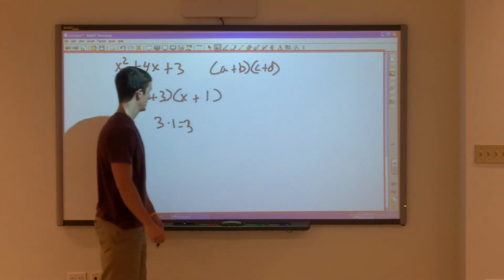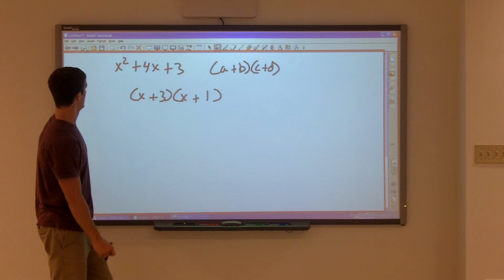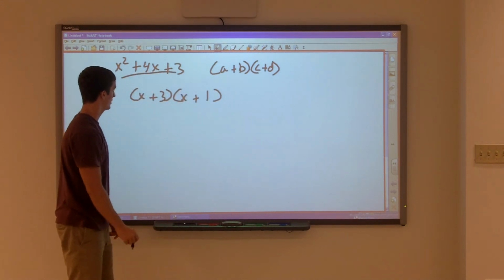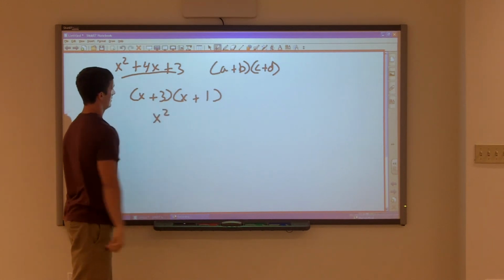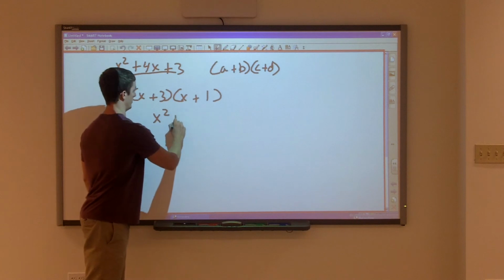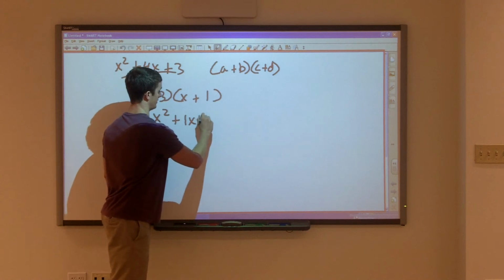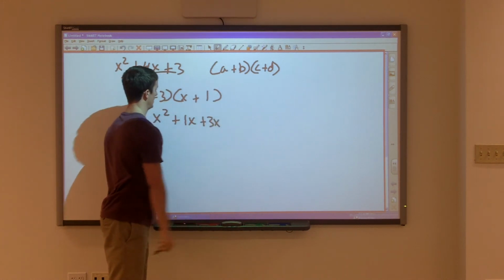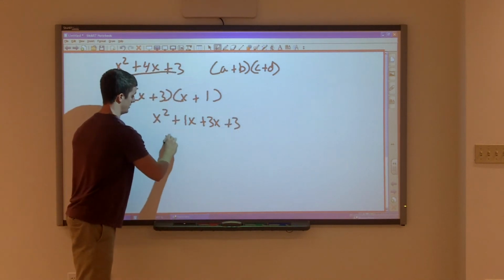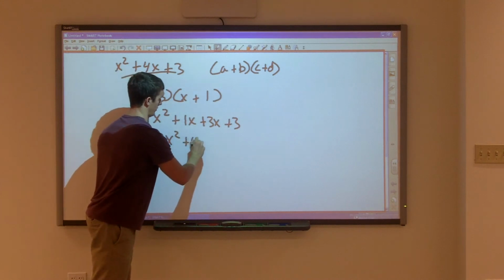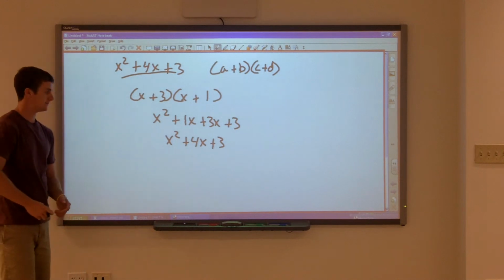x plus 1 quantity. And if we FOIL these back out together, we can check our answer to make sure that we get our original polynomial of x squared plus 4x plus 3. So let's go ahead and FOIL them out. Our first times first is x squared. Our first times our outer is just 1x. Our two inner numbers are 3 times x. And then our last is just 3. So when we combine like terms, we get x squared plus 4x plus 3. So that's not too bad, right?